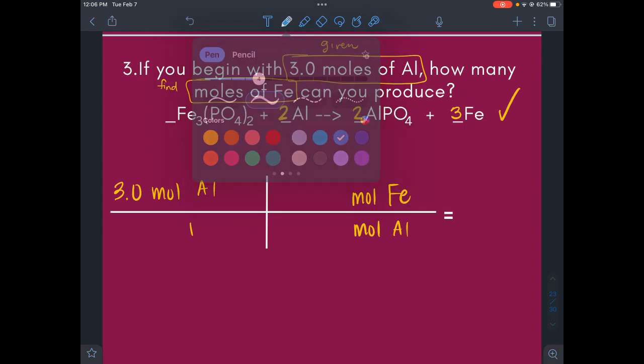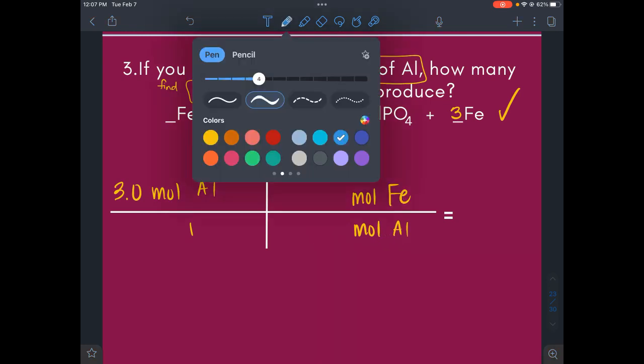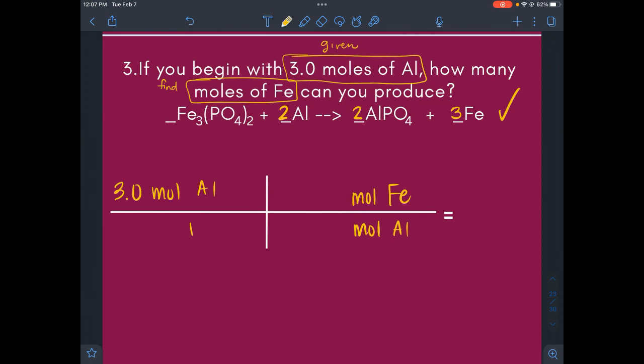All right, this is the classic scenario. This is our new thing. When you have moles over moles, what numbers do you use? You use the coefficients. So the coefficient that goes with iron is a 3, so that's going to go on the top. The coefficient that goes with aluminum is a 2, so that's going to go on the bottom. That one was pretty easy.